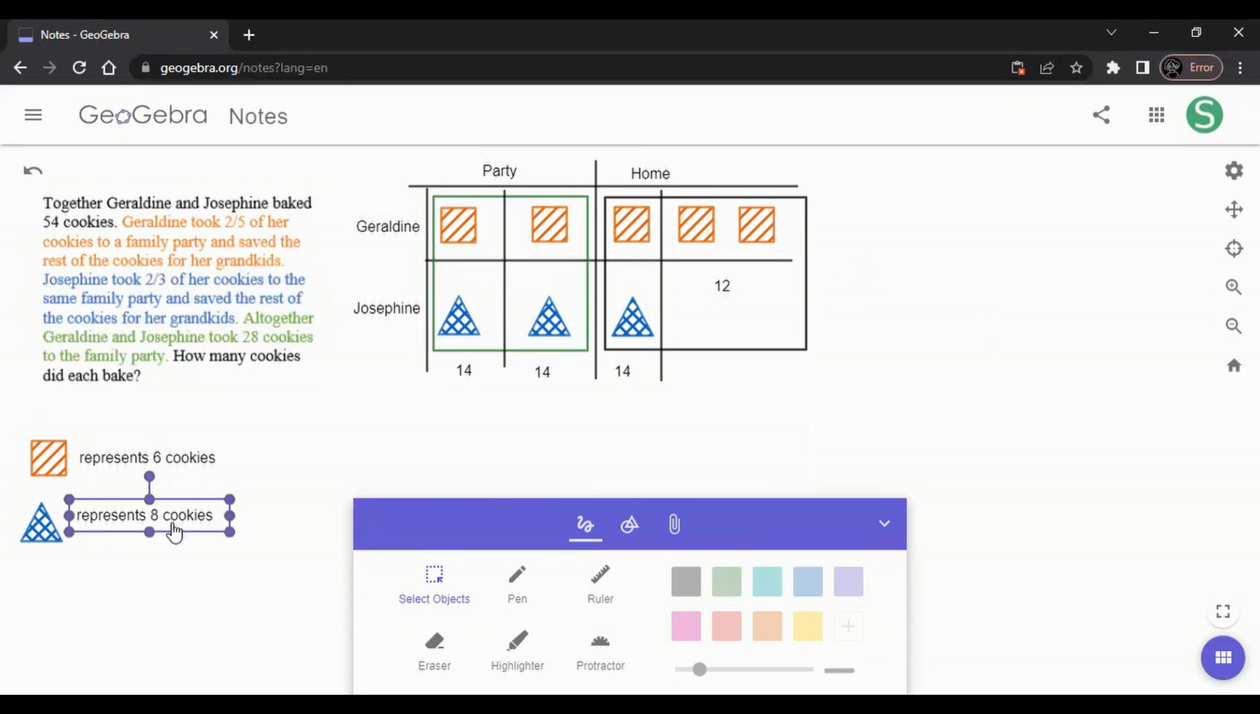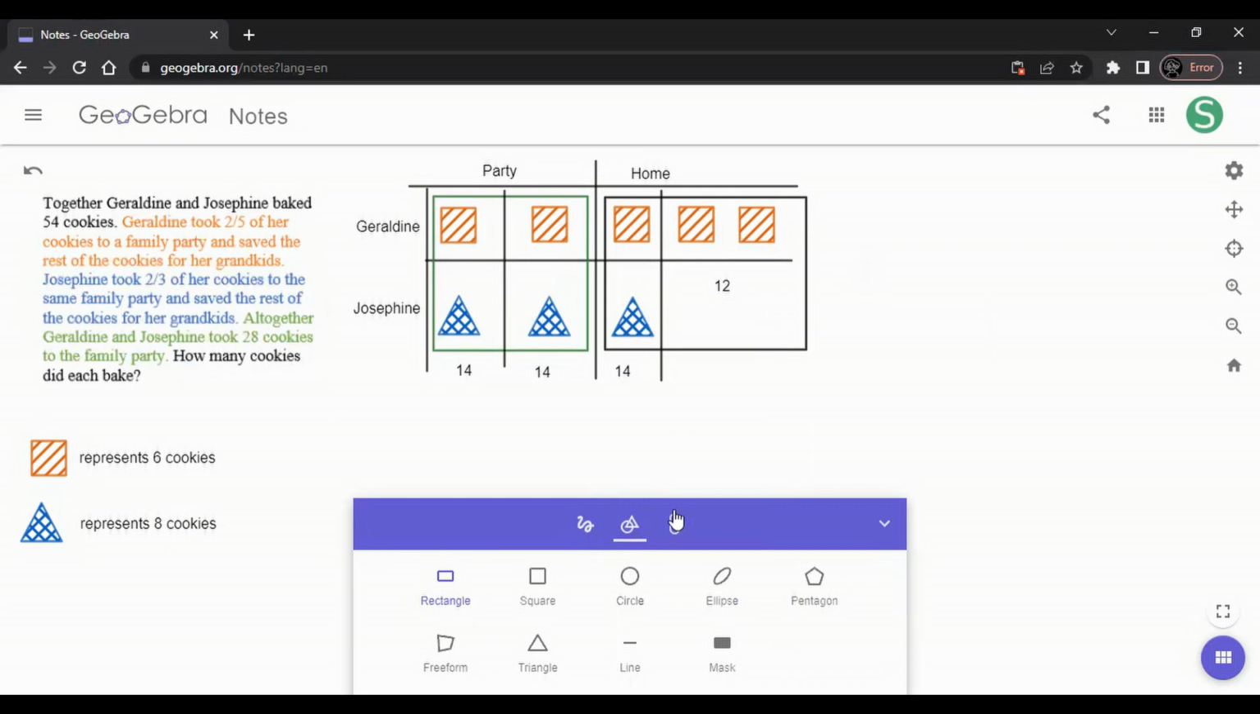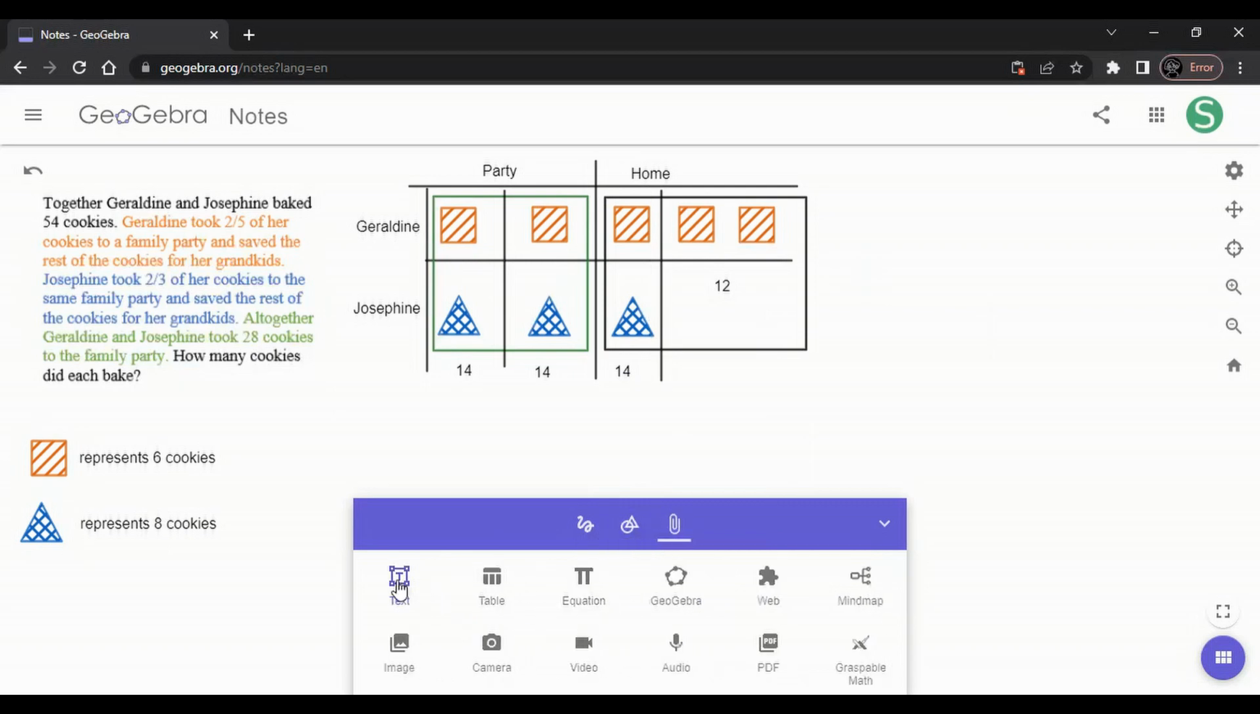And now that we have this, we can figure out how many cookies Geraldine baked and how many Josephine baked. Geraldine has her cookies separated into fifths. One square represents 1/5 of Geraldine's cookies. And since one square also represents 6 cookies, we just go 6 times 5 is 30. So Geraldine must have baked 30 cookies. We'll write that down. Geraldine baked 30.